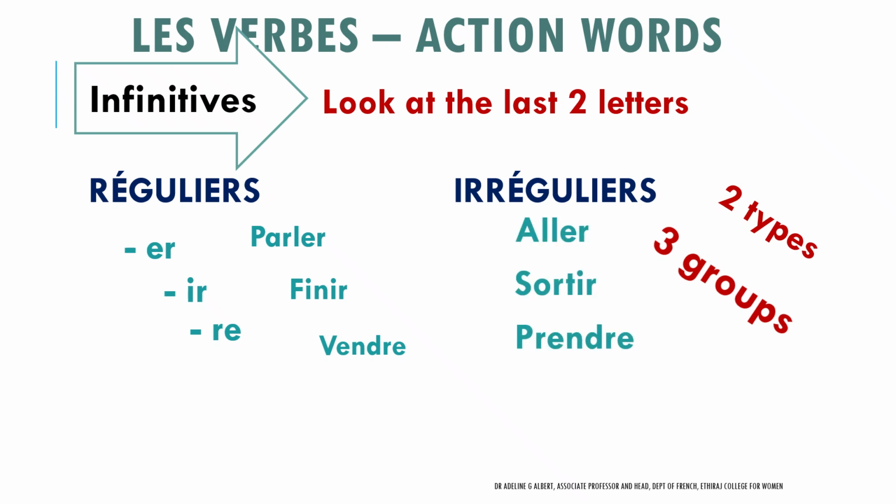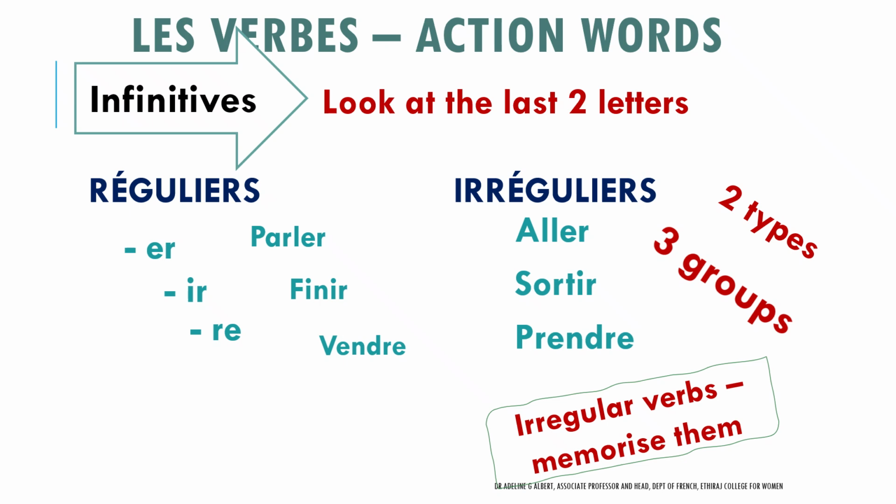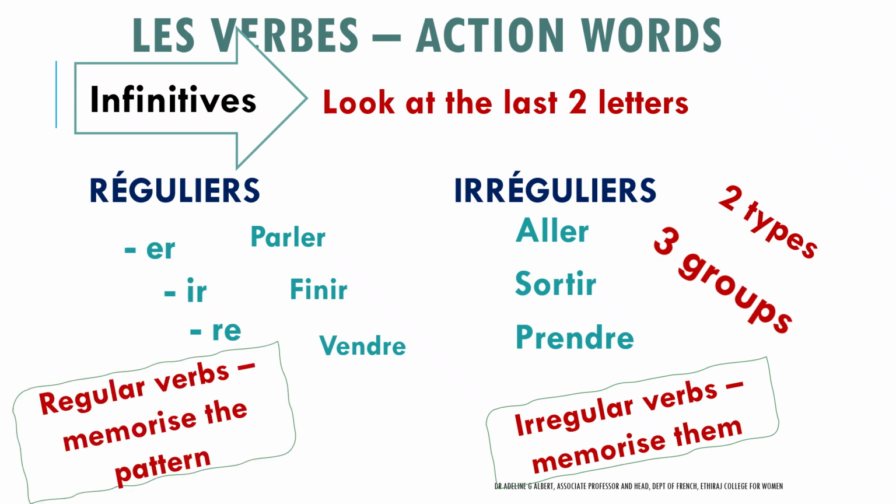Irregulars, memorize them. Regulars, memorize the pattern. D'accord? Quite a lot of irregular verbs are there, and you have to spend quite a lot of time memorizing them. There are an equal number of regular verbs, but you don't need to memorize all of them. You just need to know the meaning of the infinitive, and then you apply the pattern to get your conjugation. It's a bit like maths, which is why some of you find it difficult, because you don't like maths.